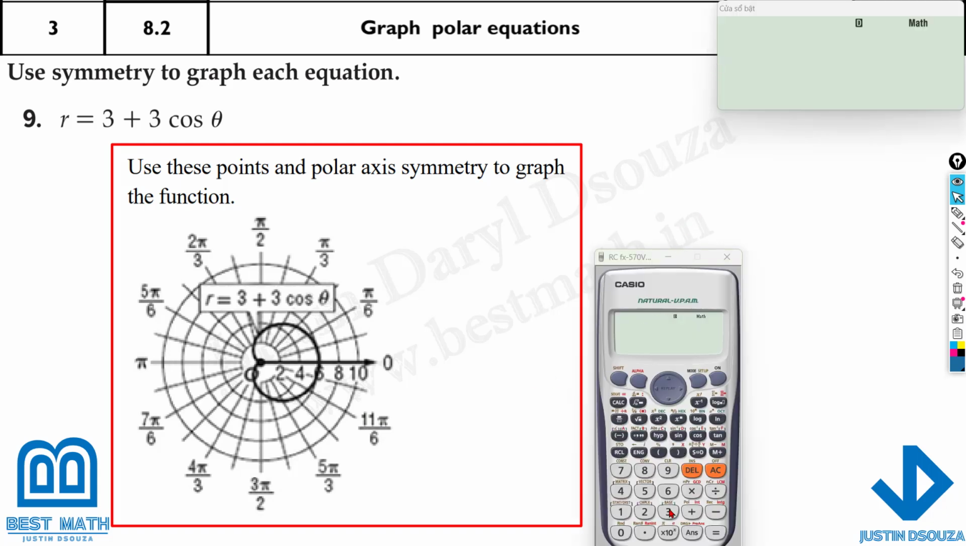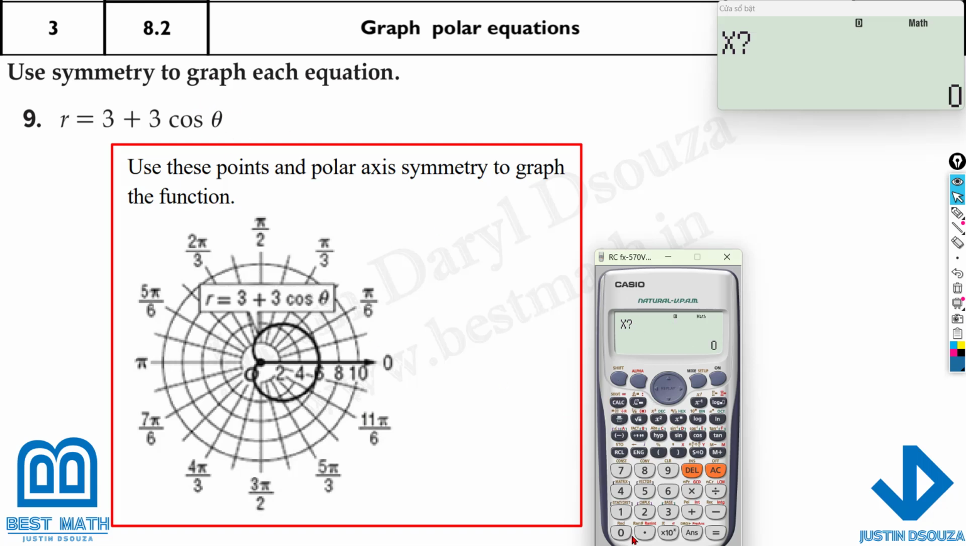First thing is, in your calculator, type out the equation. No, do not type this r. Radius is what you will find, but the other things, 3 plus 3 cosine, instead of theta, put x. So we can calculate at different angles. So x is the angle theta.